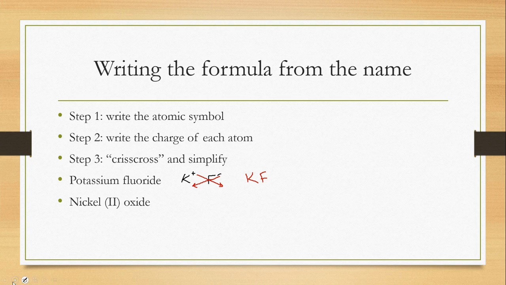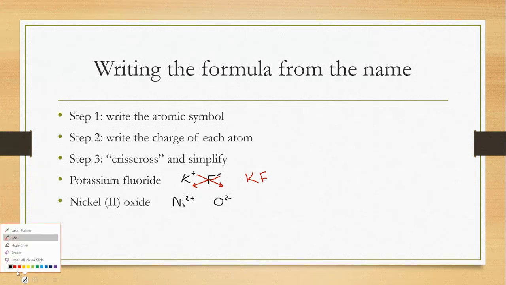Let's look at nickel oxide. Nickel 2 oxide. So that tells me this nickel has a +2 charge. And I'm dealing with oxygen here, which is in group 6A, so it has a 2 minus charge.